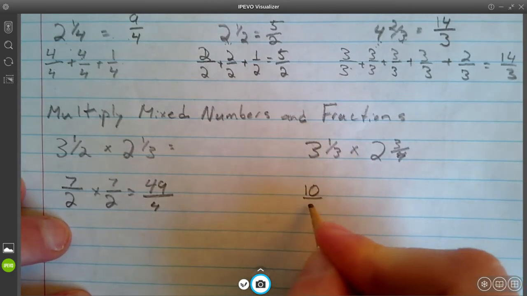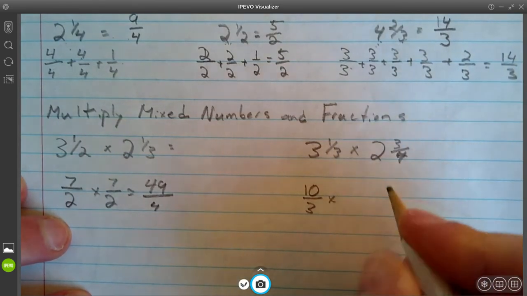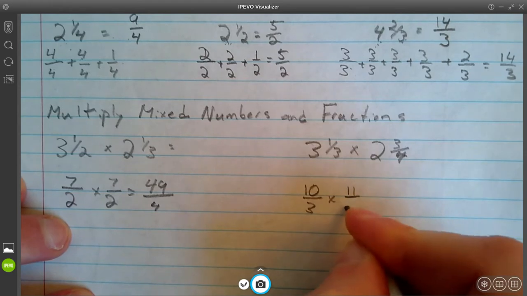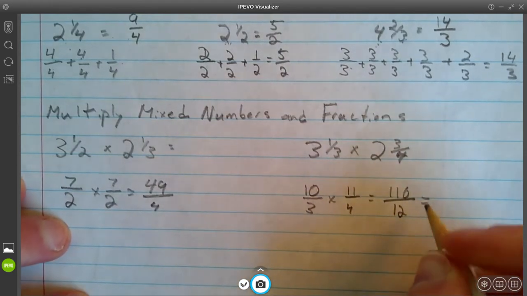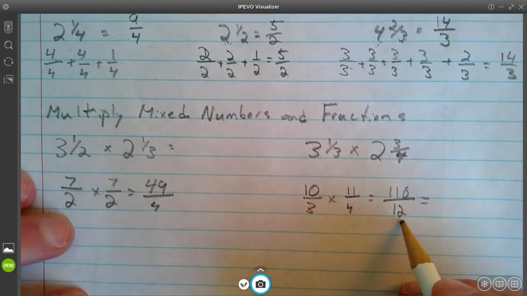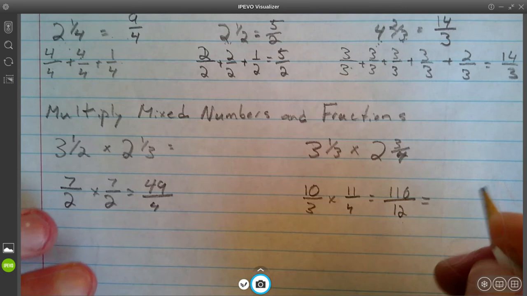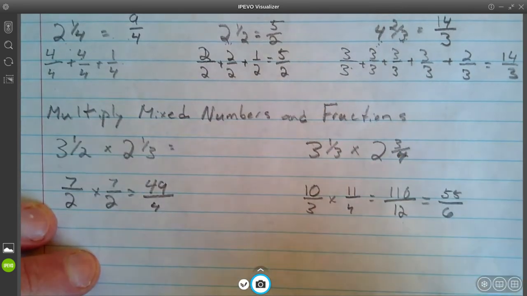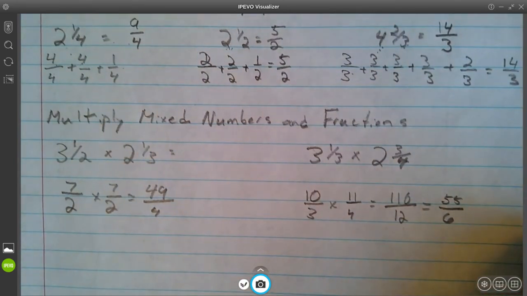9 10/3 times 11/4. That's 110 twelfths. And that one is divisible by, let's see, 2 definitely, 4 or 6. Let's just start with 2. That's 55/6. That looks right. Okay, so that is our fluency activity.